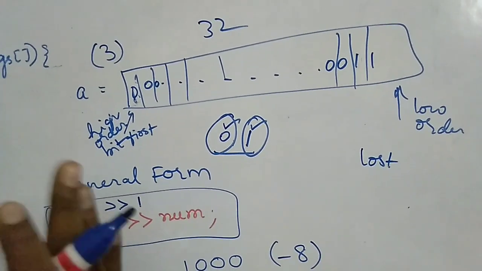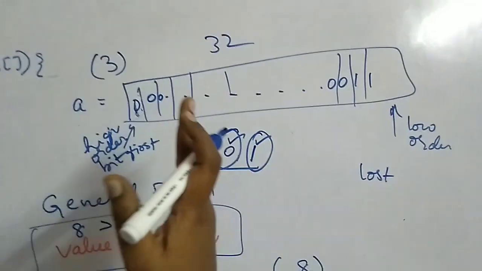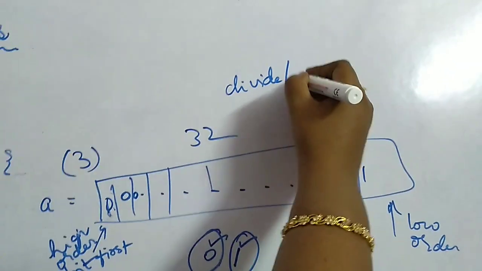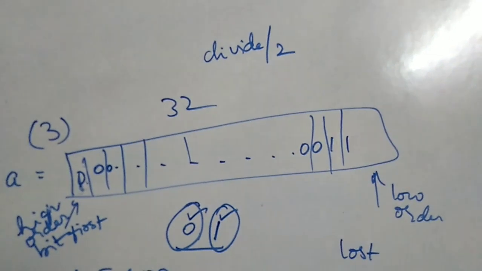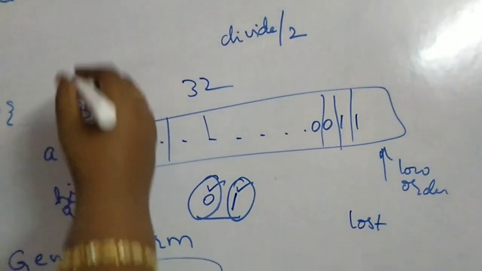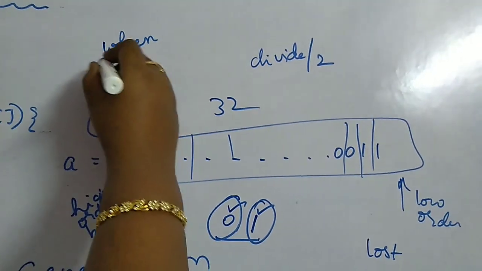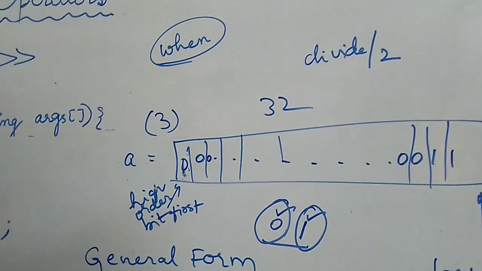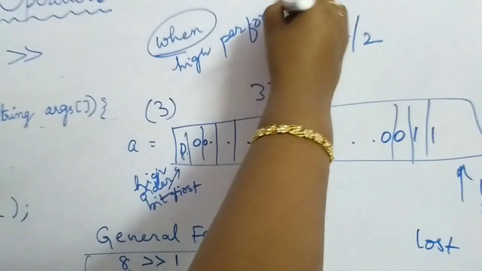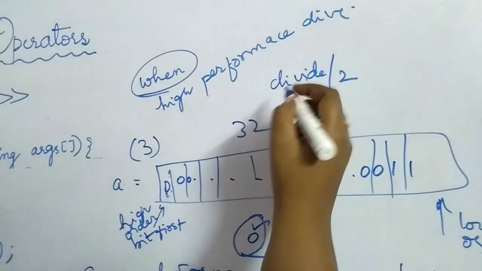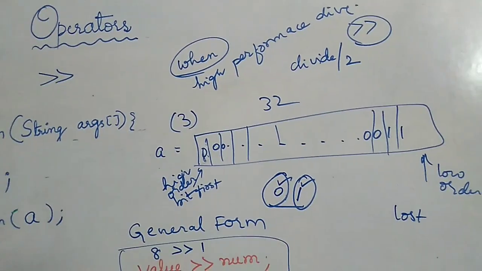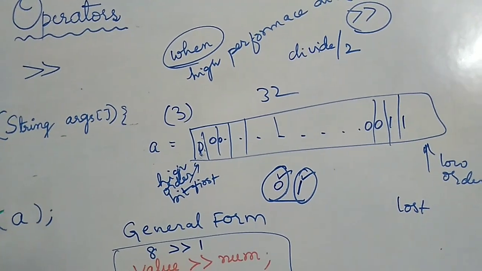This is very important: every time you shift a bit onto the right, it will divide the number by 2, discarding all the remainders. And when should I use this? Whenever you want high performance division. If you want high performance division, then you will be using the right shift operator. The right shift operator is generally used to perform high performance division operations.